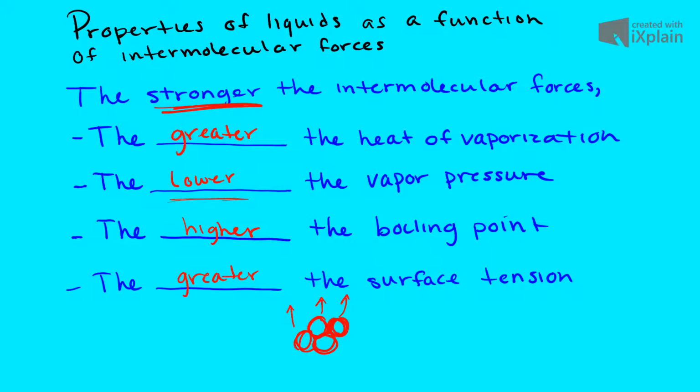So to recap, the stronger the intermolecular forces, the greater the heat of vaporization, the lower the vapor pressure, the higher the boiling point, and the greater the surface tension. One easy way to remember it is when the strength of intermolecular forces goes up, the only one you really need to remember is that vapor pressure lowers. Other than that, they all go up.